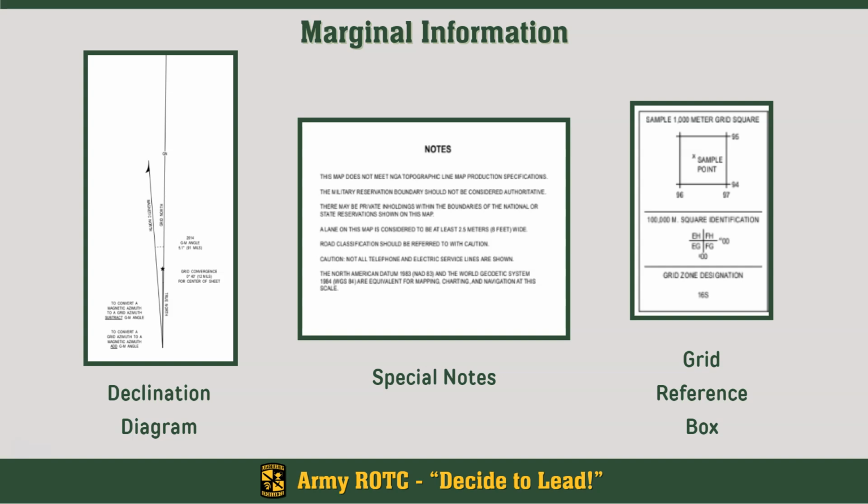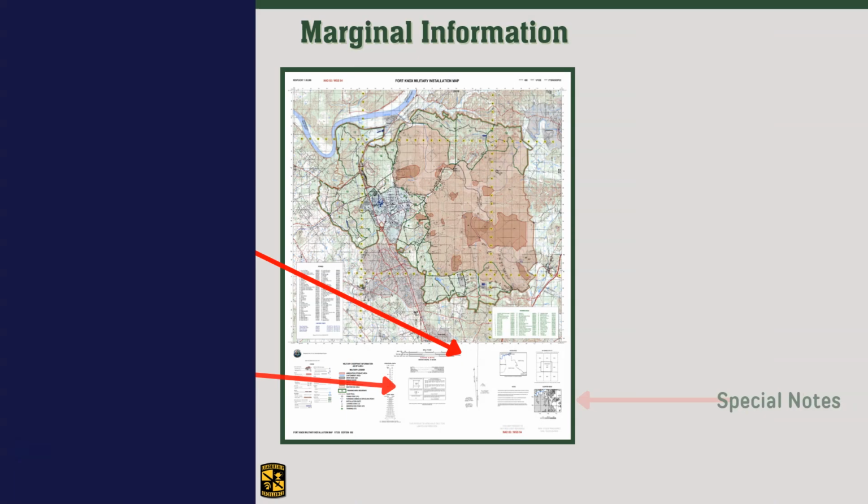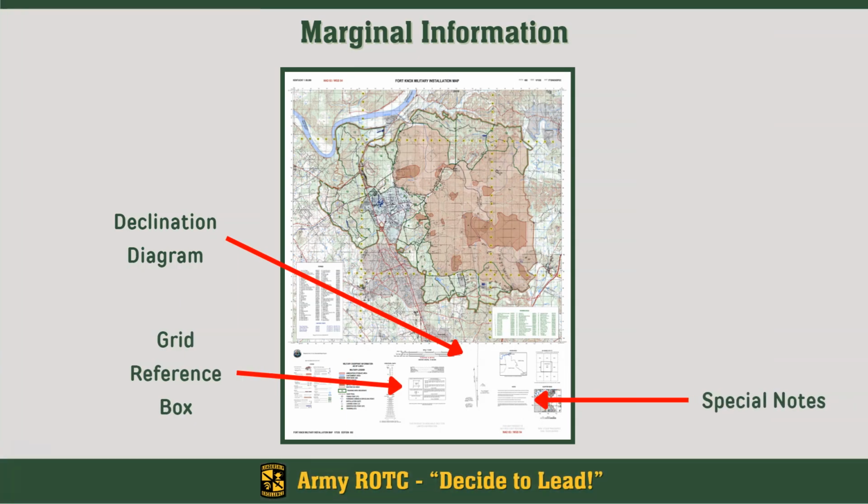Now we also have our special notes. This is just additional stuff that makes this map different or stuff that you might need to know as you're reading through it. And then you have your grid reference box that shows you your left and right limits of what the grids are in this particular map. So if we have that all folded out, on this map, you're going to find the declination diagram just right of center there on the bottom. Your grid reference box is directly center there on the bottom, and your special notes are off to the right on the bottom as well.